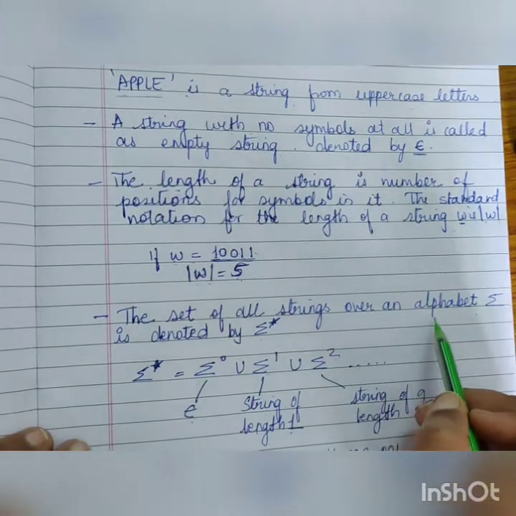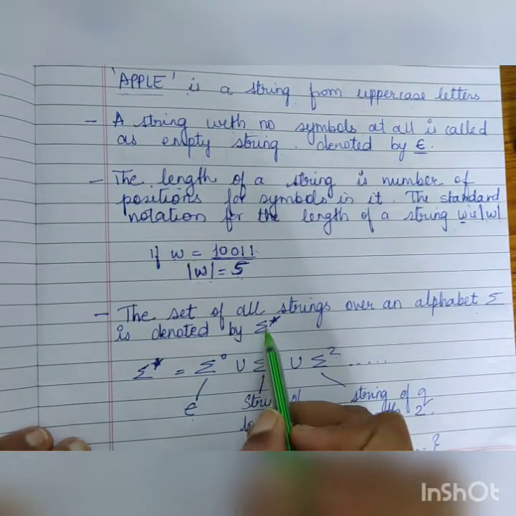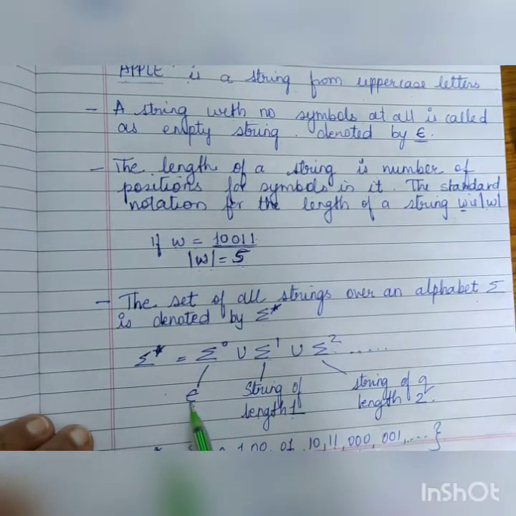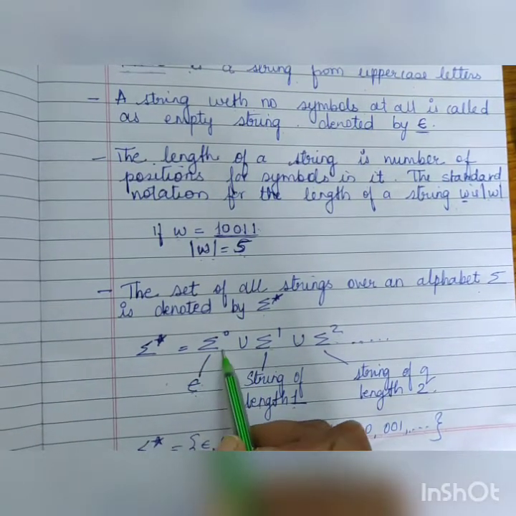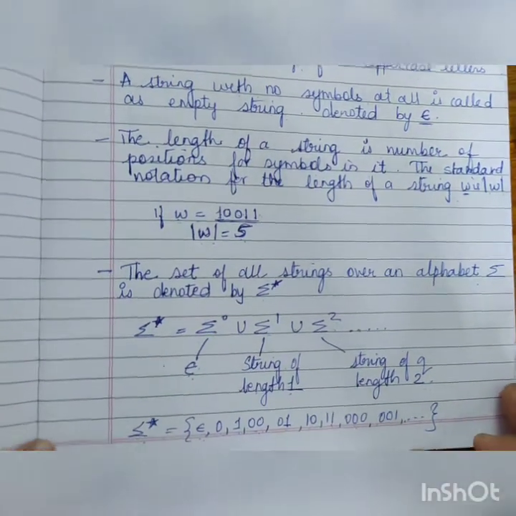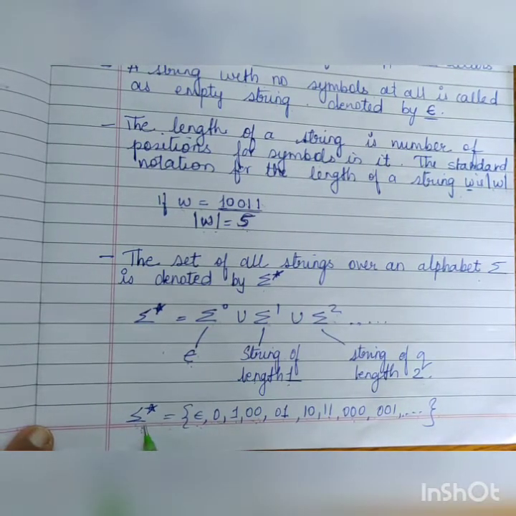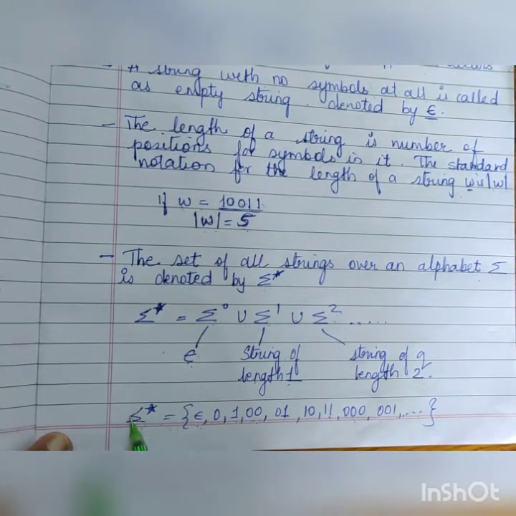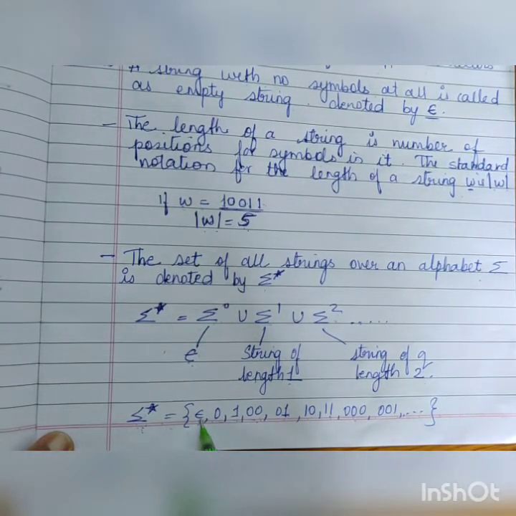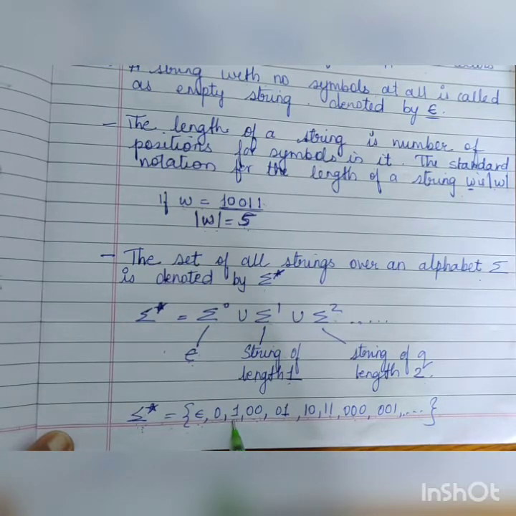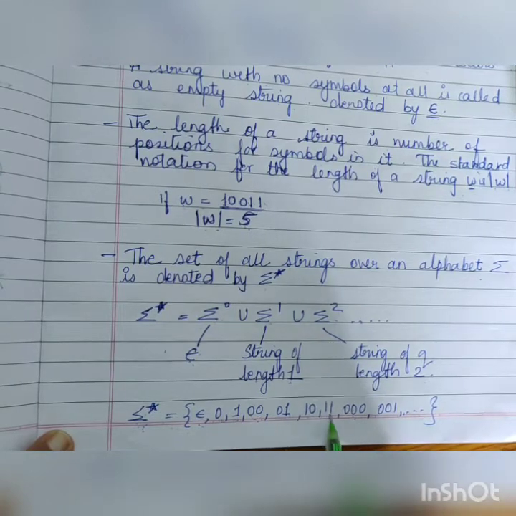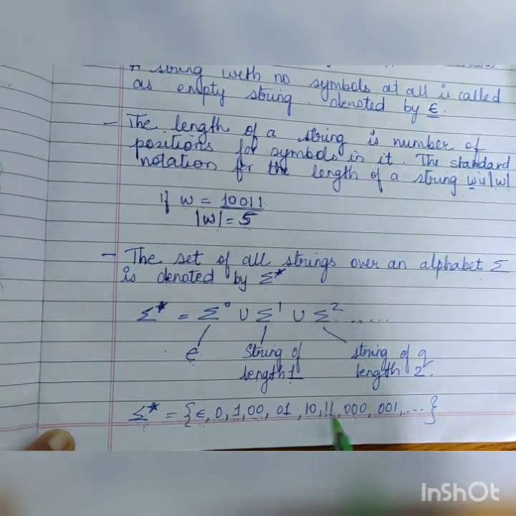The set of all the strings over the alphabet is denoted by the alphabet closure or star, which is the union of different inputs: the empty string, strings of length 1, strings of length 2. So it can be written as the symbol sigma closure or star, which is a set of strings having epsilon, strings of length 1: 0, 1, strings of length 2 like 00, 01, 10, 11. So 4 combinations we can have, and so on.